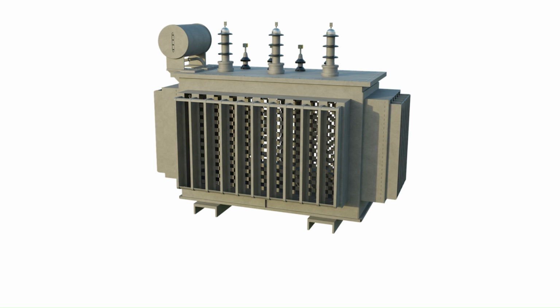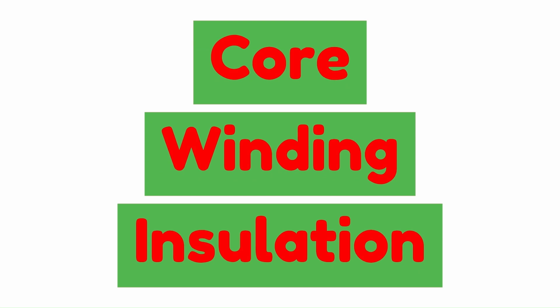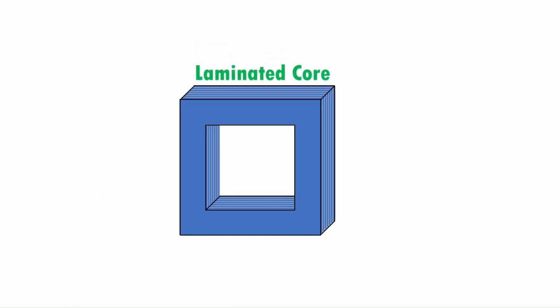The major parts of the transformers are core, windings and insulation agents. The core acts as a support to the winding in the transformer. It is made up of laminated soft iron in order to reduce the losses in the transformer. The winding is wound on the core. Factors such as operating voltage, current, and power decide the core composition.